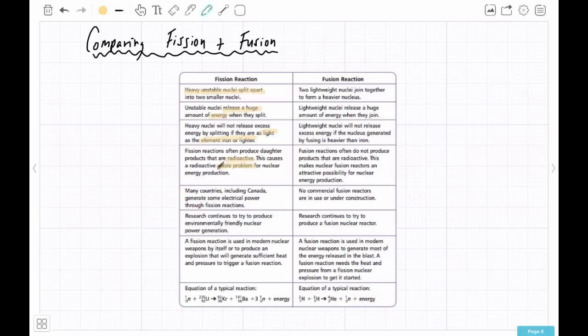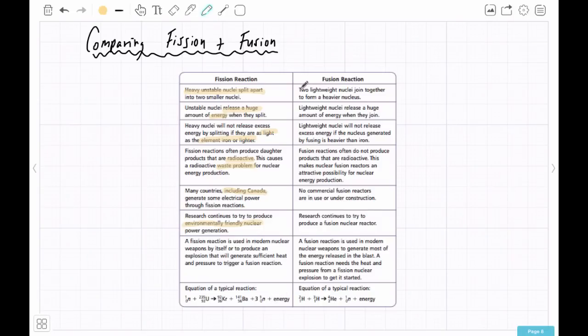Many countries, including Canada, generate some of their electrical power through fission reactions, such as the CANDU reactors in Ontario. Research does continue to try to produce environmentally friendly nuclear power generation. However, it is very tough because of the negative connotation of nuclear power. And a typical reaction down here, where we bombard an uranium-235 nucleus with a neutron, ending up with krypton-92, barium-141, and 3 neutrons, as well as a lot of energy.